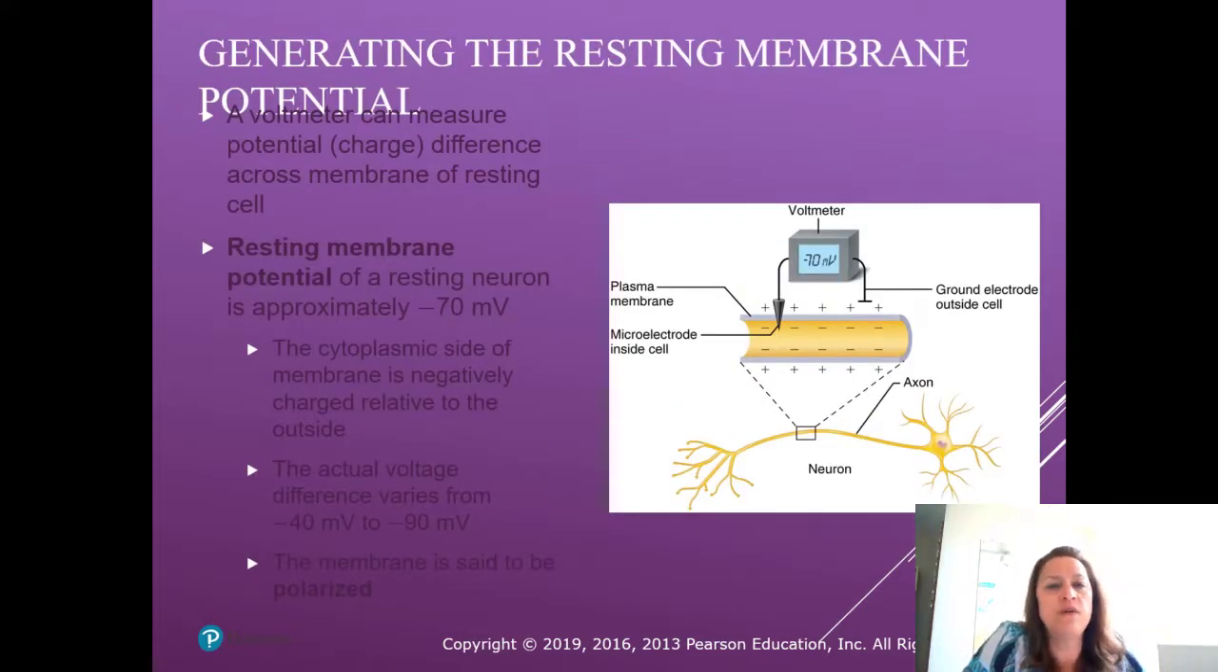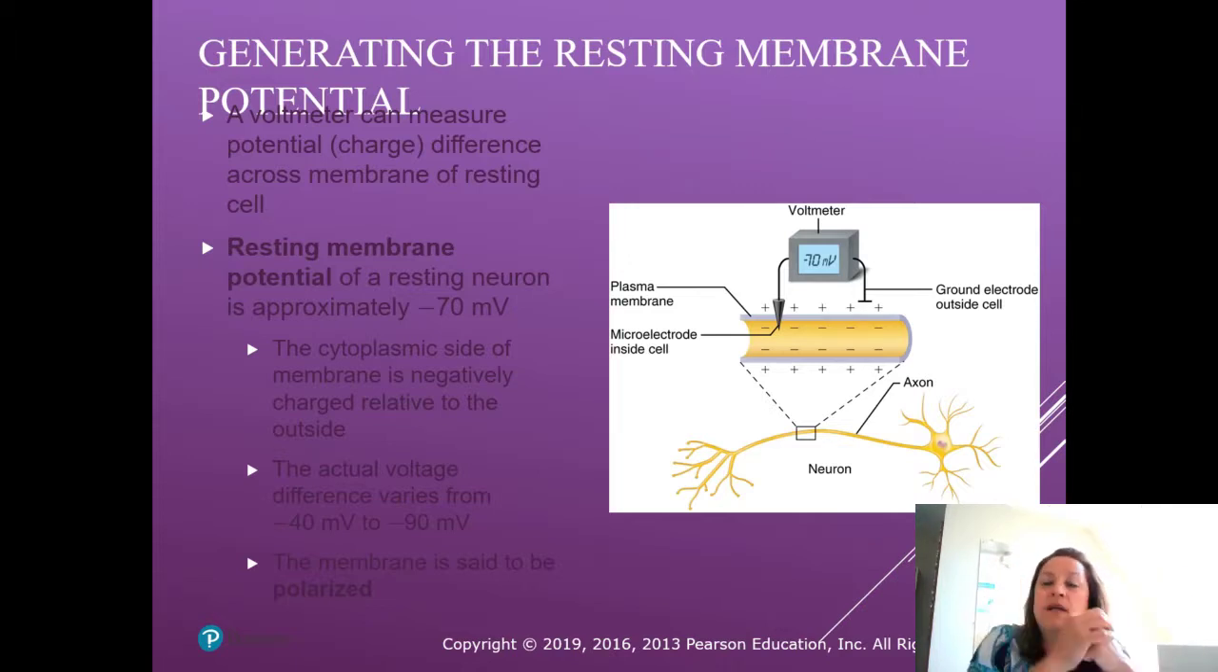Now, let's change directions a little bit and think about the resting membrane potential, because that is what we really want to talk about here. We really want to talk about the conduction of these cells. So here we have a picture of an axon, and you see the cell body and the dendrites, and it's looking at that little section.